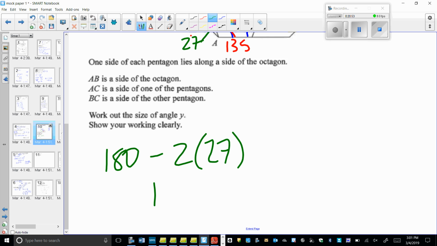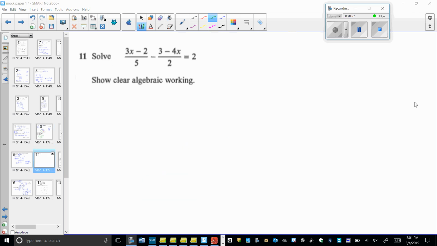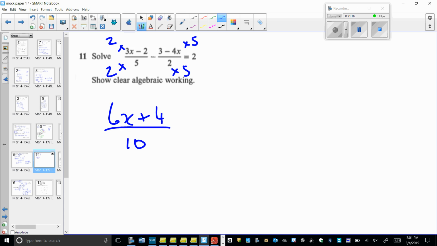So that's 126. All right, algebraic equation. So we've got nice numbers on the bottom, which is great. So we just need to make our denominators the same. So we've multiplied top and bottom by 2, top and bottom by 5. So we've got 6x plus 4 over 10, subtract 15 minus 20x over 10 equals 2.